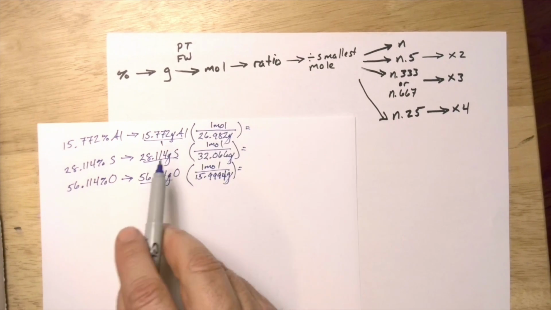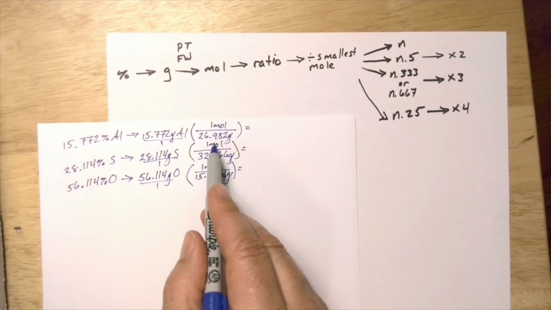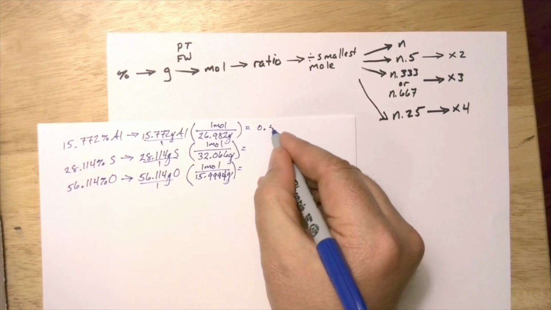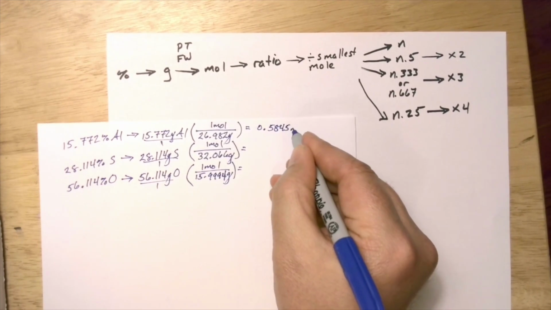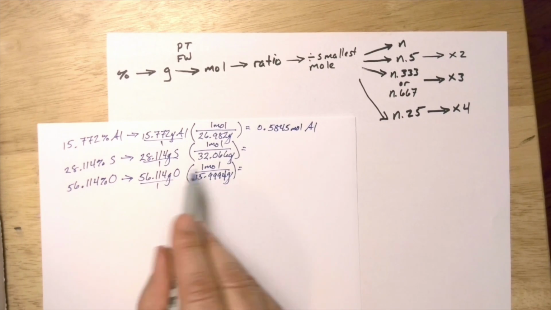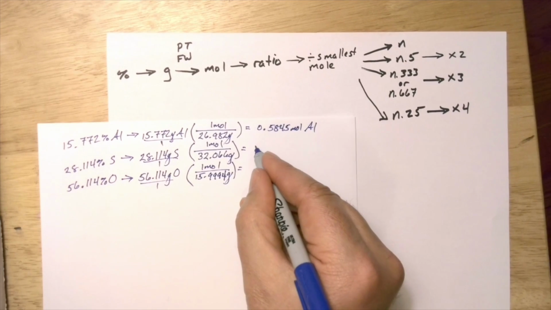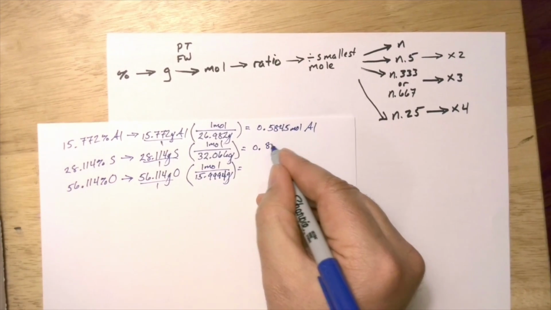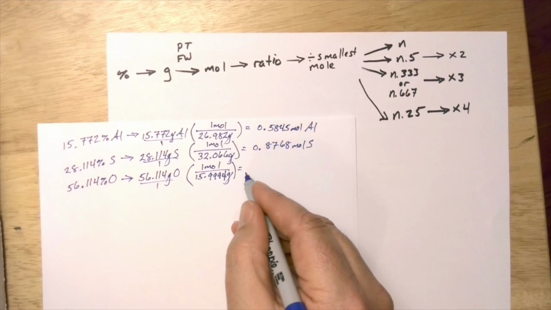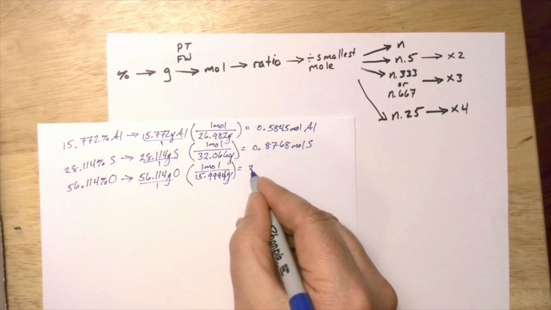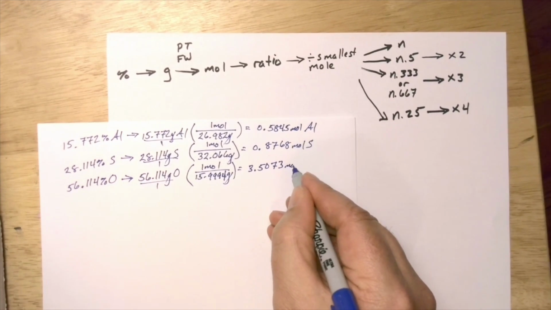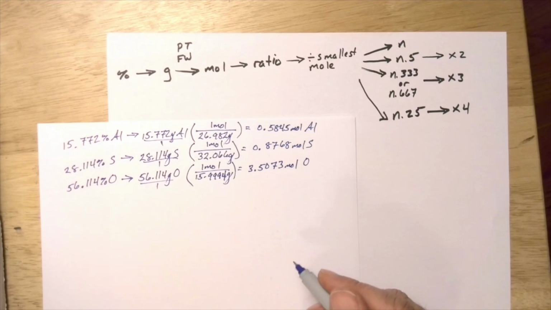So if you take 15.772 divided by 26.982, you get a value of 0.5845 moles of aluminum. If you take 28.114 divided by 32.066, you get 0.8768 moles of sulfur. And same thing for oxygen, you would have 3.5073 moles of oxygen.